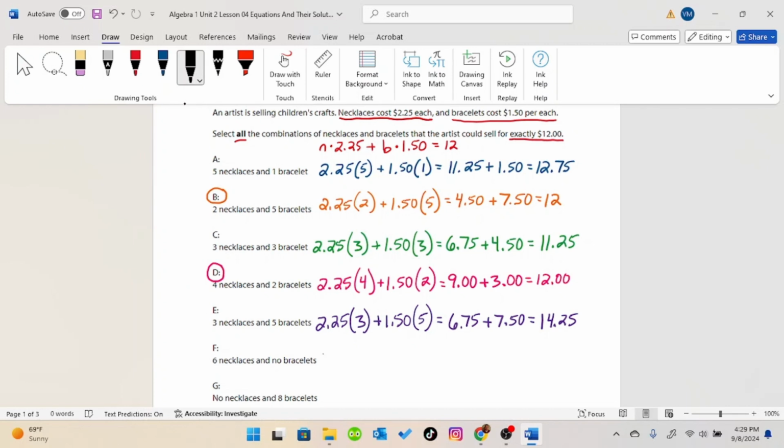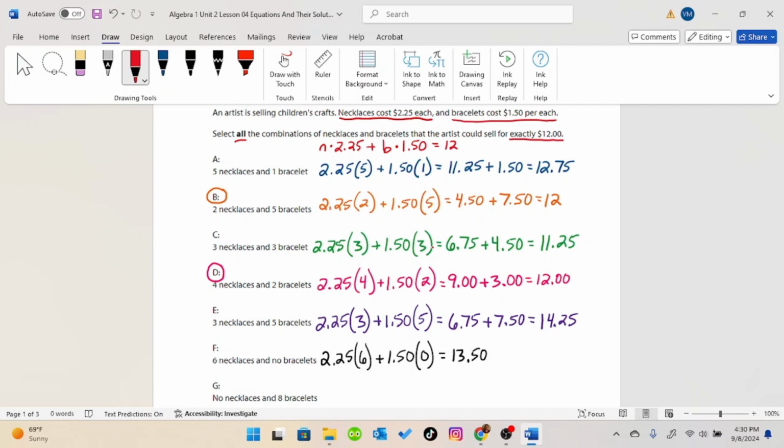Choice F. We have $2.25 times 6 necklaces plus $1.50 times no bracelets. $2.25 times 6 is $13.50. $1.50 times 0 is 0. So $13.50 is not $12. So F is not a possible combination.